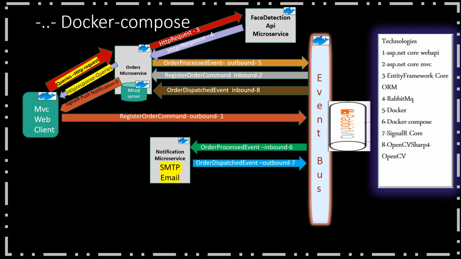Second type of communication that the MVC client makes with the orders microservice is a SignalR push notification type communication, via which the web MVC client component, acting as a SignalR client, receives information when new orders are recorded in the orders microservice so that it can display them automatically.